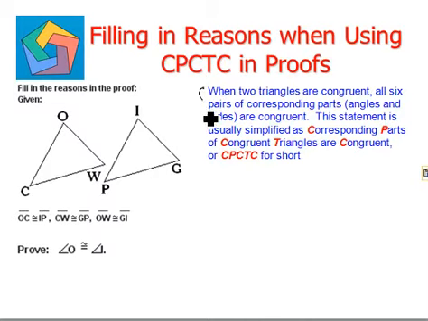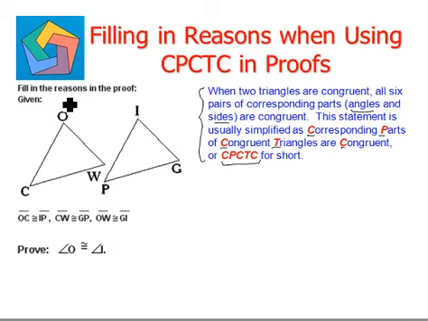When two triangles are congruent, all six pairs of corresponding parts, that is, angles and sides, are congruent. This statement is usually simplified as corresponding parts of congruent triangles are congruent, that is, CPCTC, which is written as short. So whenever we have to prove two triangles are congruent, after that we take up the corresponding parts and prove them to be congruent. Let's understand this concept in the given questions.